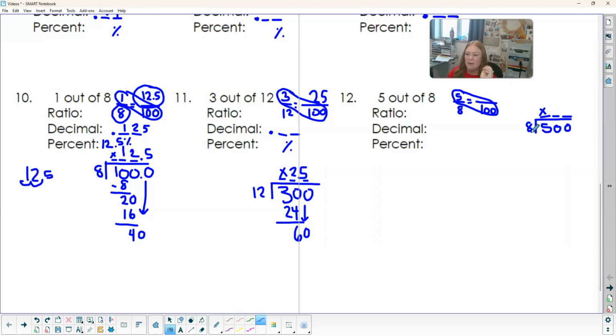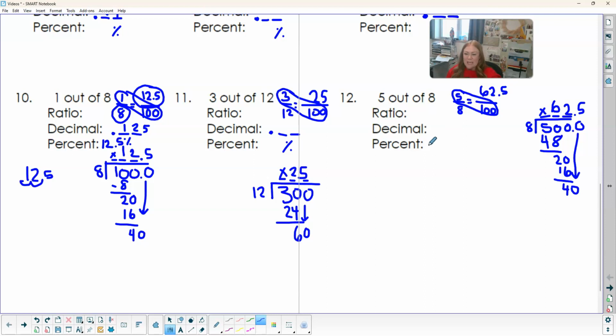5 can't be divided by 8, but 8 can go into 50, 8, 16, 24, 32, 40, 48, and go in there 6 times. So there's 48, 2 left over, bring down the 0. 8 goes into 20, 2 times, right? Oh, this is exactly what happened over here. We had 20. So 16, so we bring down leftover 4. We're adding that decimal. Now 8 goes into 40 5 times. So we have 62.5 out of 100.